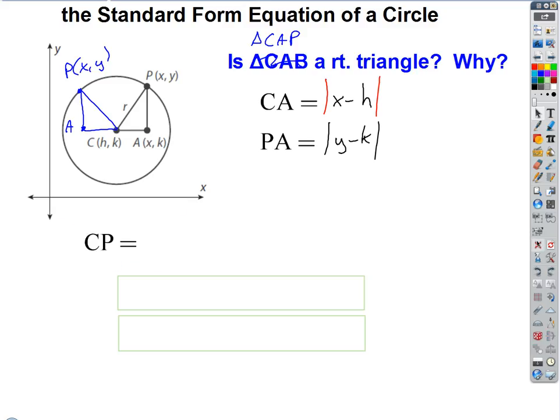What's going to be the length of segment CP, which is an important segment? Why is that one so important? Because it represents the radius of the circle, right? So what's that going to be? We know this is a right triangle. You told me this is a right triangle.